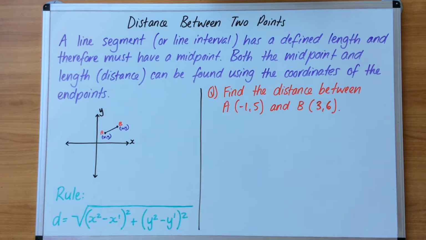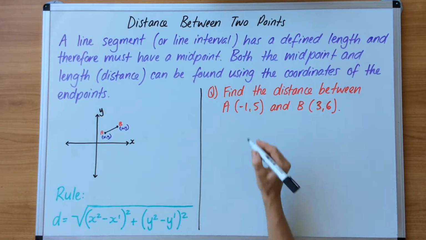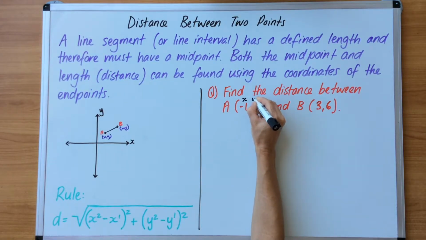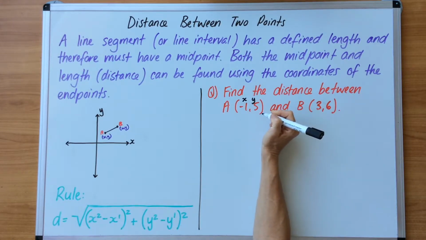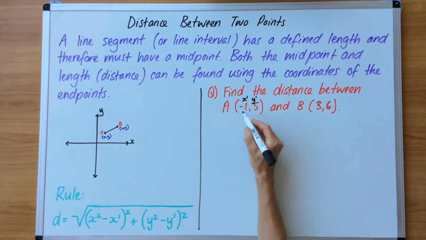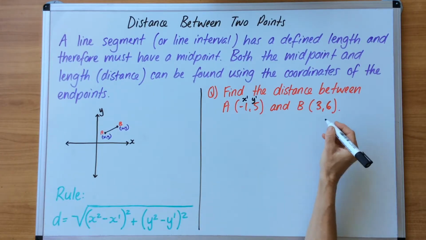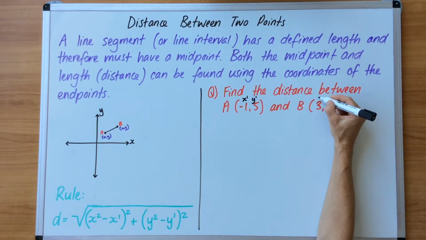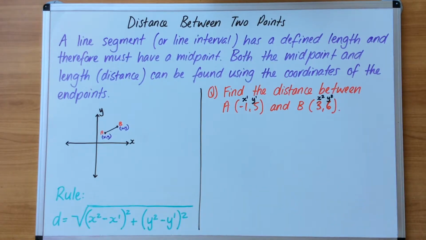Looking at this question here on the right, it says find the distance between A, which is point A, -1 and 5, and B, 3 and 6. Before we go any further, we must actually label the points. So we know that x comes before y in the Cartesian plane when we're looking at coordinates, and this is the first coordinates given to us, therefore it becomes x1 and y1. This is the second lot of coordinates, so it's going to be x2 and y2.